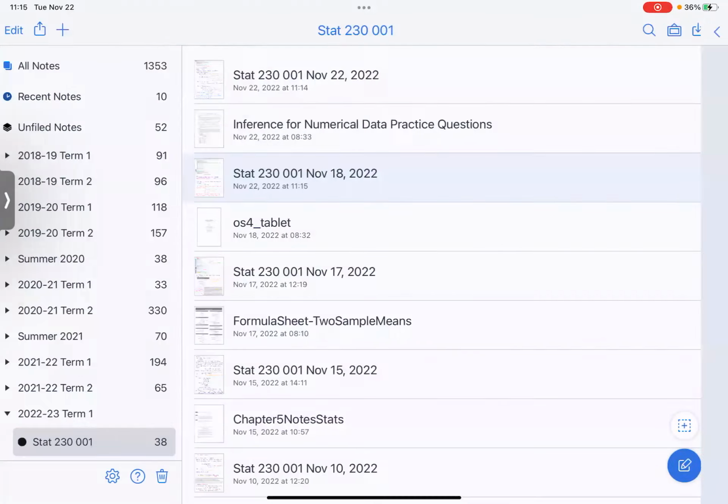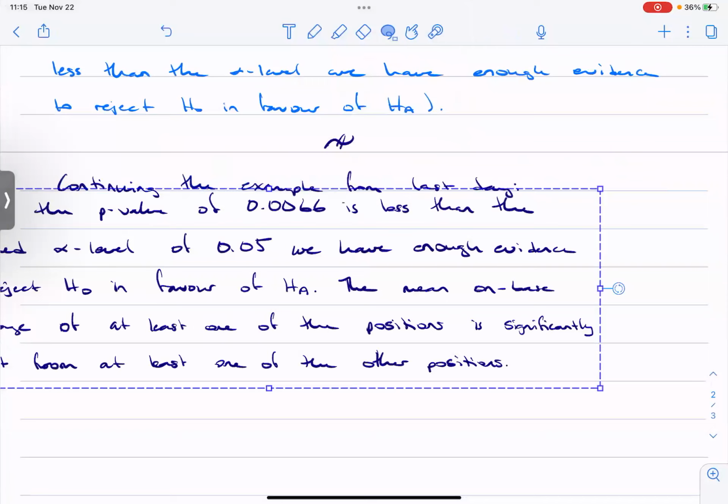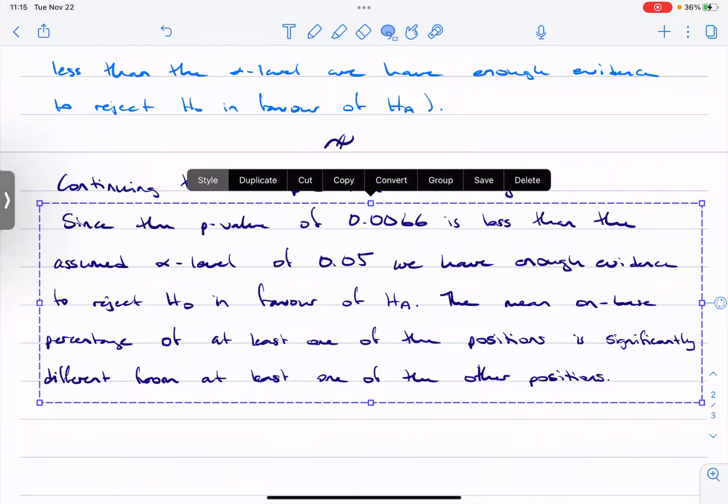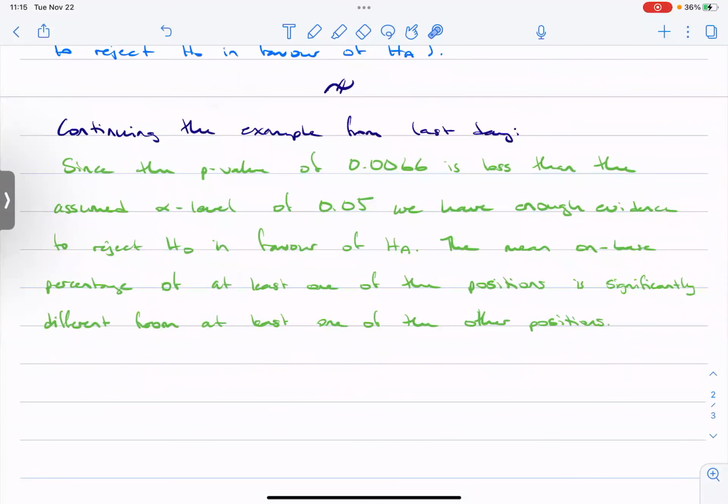So then we said, okay, since the p-value of 0.0066 is less than the alpha level of 0.05, we have enough evidence to reject H0 in favor of HA, which means that the mean on base percentage, which is what we were measuring, of at least one of the positions, we were talking about 3 positions, is significantly different from at least one of the other positions, right? Could be one, could be both, whatever.